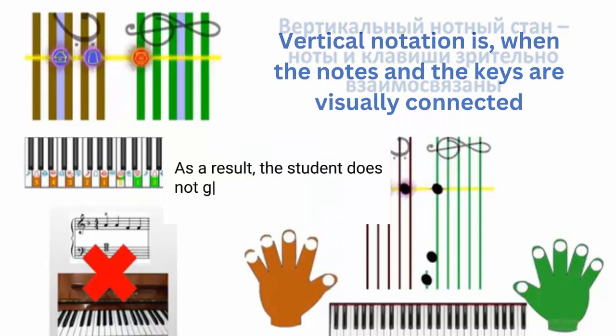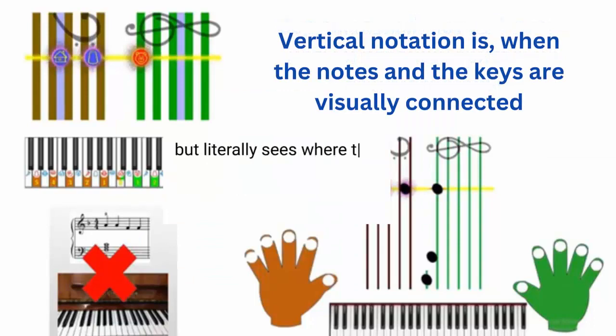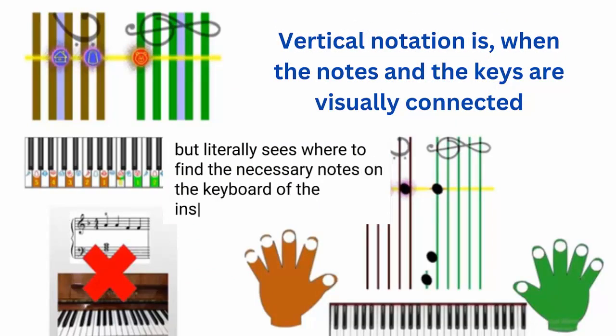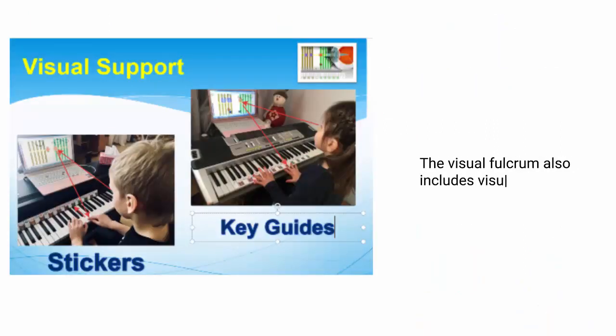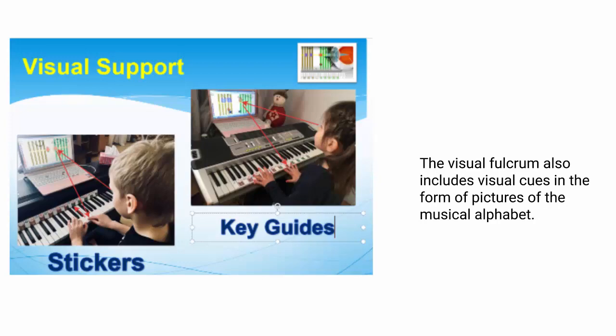First of all, it is a visual connection of the keys of the instrument with the stave by turning it 90 degrees with the keys up. As a result, the student does not guess, but literally sees where to find the necessary notes on the keyboard of the instrument. The visual fulcrum also includes visual cues in the form of pictures of the musical alphabet.